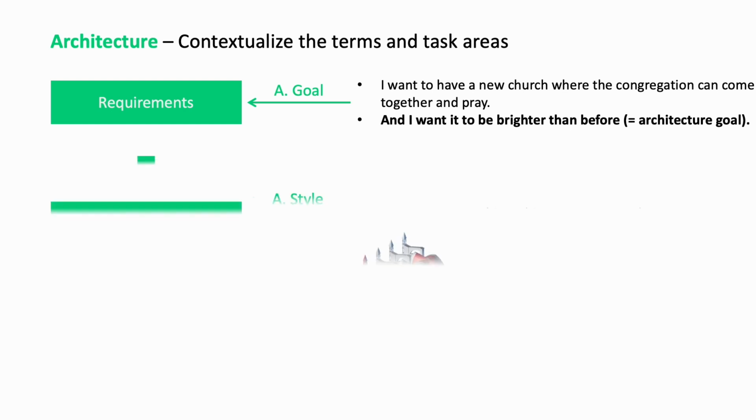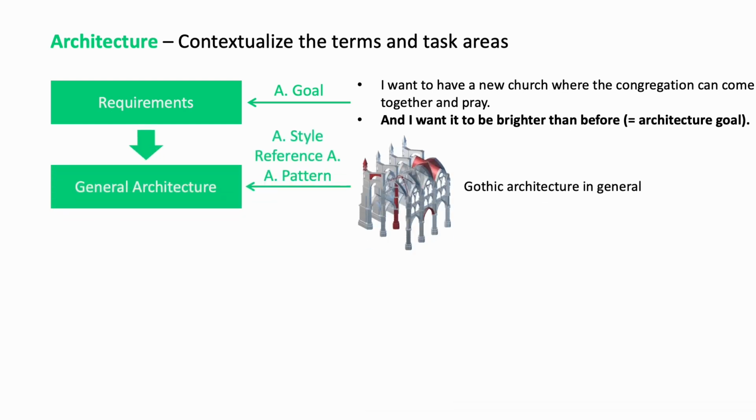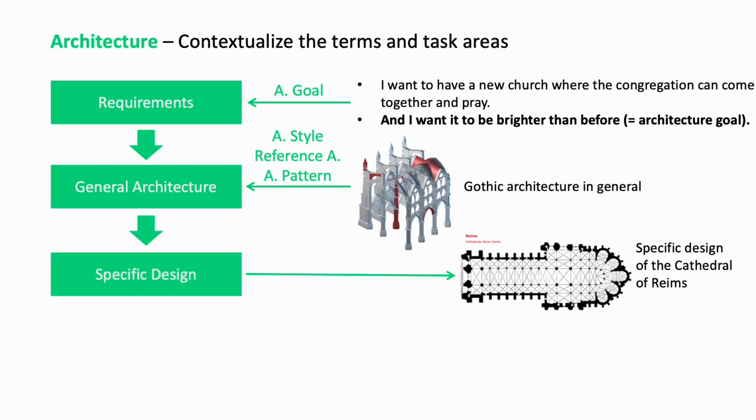With these requirements, the next task is to define the general architecture for a solution that meets the requirements. Here, one does not usually start from scratch, but rather the well-known architecture styles, reference architectures, and architecture patterns usually come into play. Which of them support me in achieving exactly the required architectural goals? In our example with "it should be brighter than before," for example, Gothic architecture would be a good choice. As stated in the definition of architecture, this establishes the principles for the design of the solution, that is, the new church. The subsequent task of the specific design now completes all details within the framework of these principles.